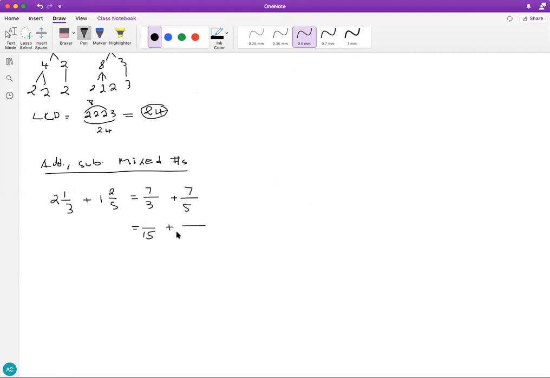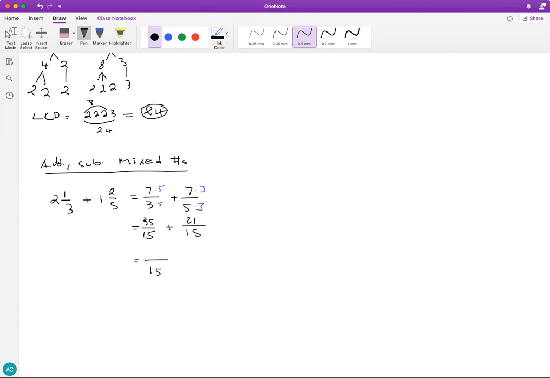15, 15. Okay, so to turn 3 into 15, we times it by 5 on the top. 5 times 7, that's 35. What about this one? To turn 5 into 15, we times by 3 and 3. So that's 35, and 21. Very good. The denominator remains the same.